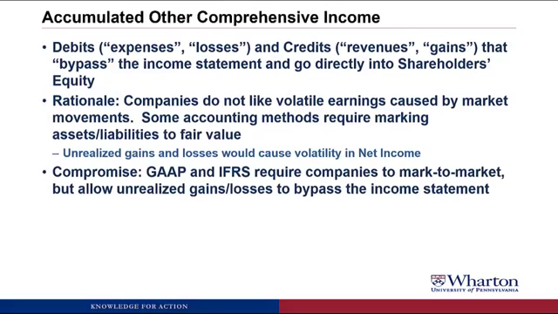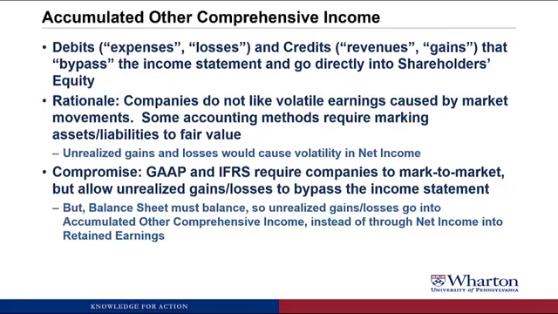So as a compromise, US GAAP and IFRS require companies to mark to market in these situations, but they sometimes allow unrealized gains and losses to bypass the income statement, which sounds good in theory, but in practice, the balance sheet must balance. So the unrealized gains and losses have to go somewhere. So we created this accumulated other comprehensive income account, which is where they can go instead of going through net income and into retained earnings.